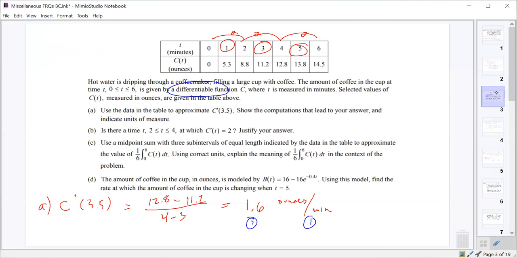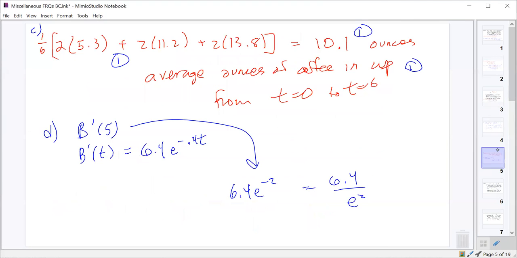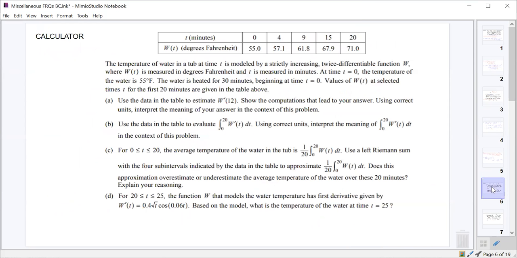And did it ask for units on this one? It did not, so you don't need to put it, but I think they did on the scoring guide, if I remember correctly, ounces per minute. But it didn't ask for units, so you don't need to necessarily. And then this was worth 2 points, 1 if you correctly found the derivative, and 1 for getting the number. Any questions or issues there with that one? Everyone's good? All right.